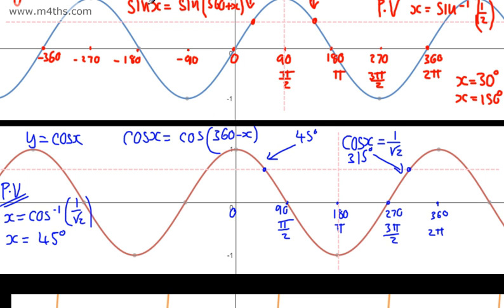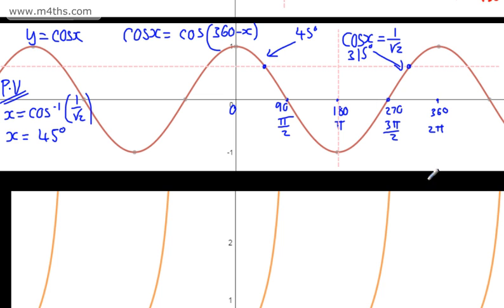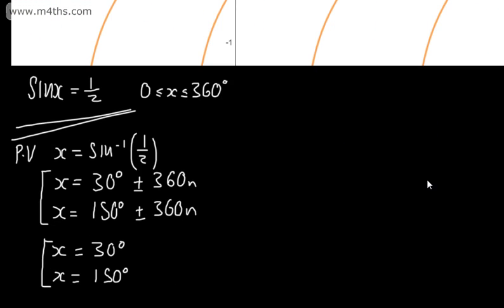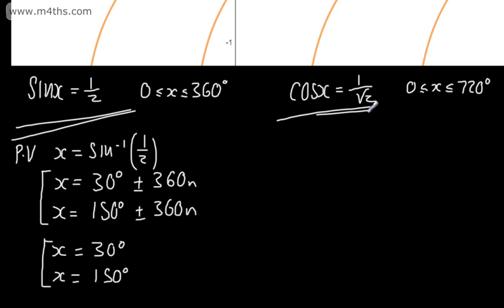And again, we've got a cosine curve that cycles every 360 degrees. So let's go ahead now and do this more formally. Let's say we were given that cos x was equal to 1 over root 2. And I'm going to say now that x this time is going to be between 0 and 720 degrees. So what we can do is take this and we can write the principal value.